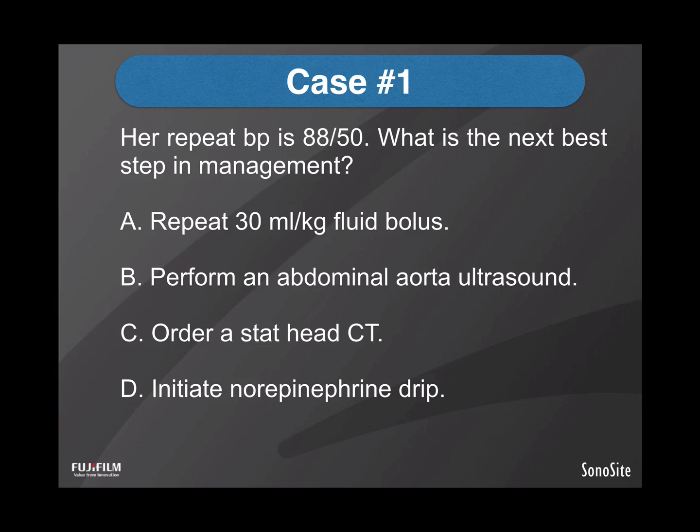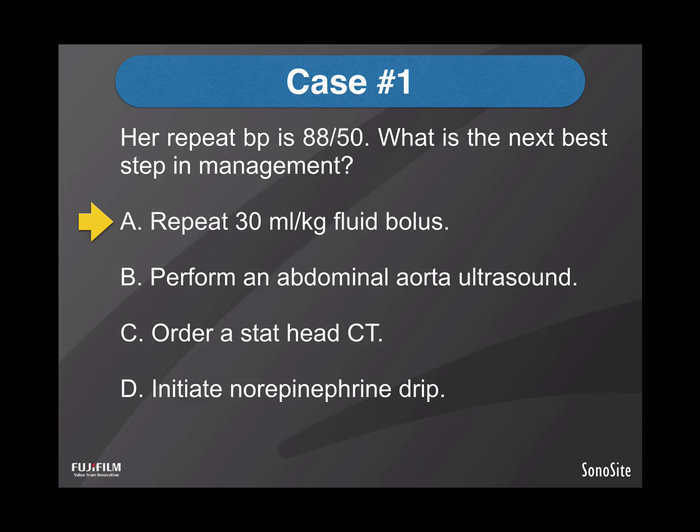The correct answer is a repeat fluid bolus, and the reason is because there were no B lines or evidence of pulmonary edema. The systolic function was still normal, and she still had normal respiratory variability of her IVC. Abdominal ultrasound may be a possibility if you didn't know that the patient was already septic and you're ruling out a AAA, but this isn't the case.